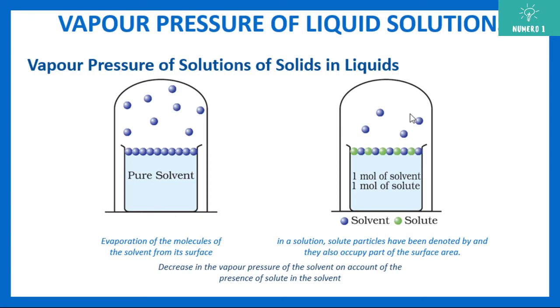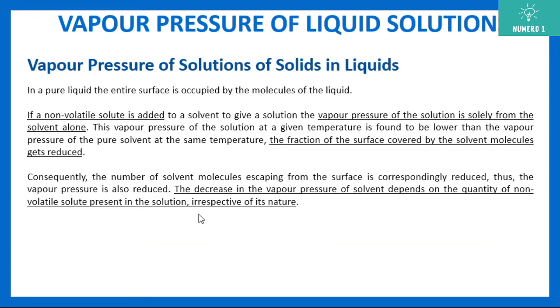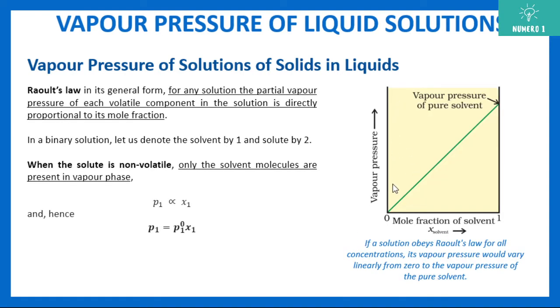Now going into detail, this here is the explanation of the previous diagram. If you want, you can pause the video and read it out. Now what happens actually, this was the graph that we were studying according to Raoult's law. So again, Raoult's law is what? For any solution, the partial vapor pressure of each volatile component in the solution is directly proportional to its mole fraction. So if you see, this was the equation.